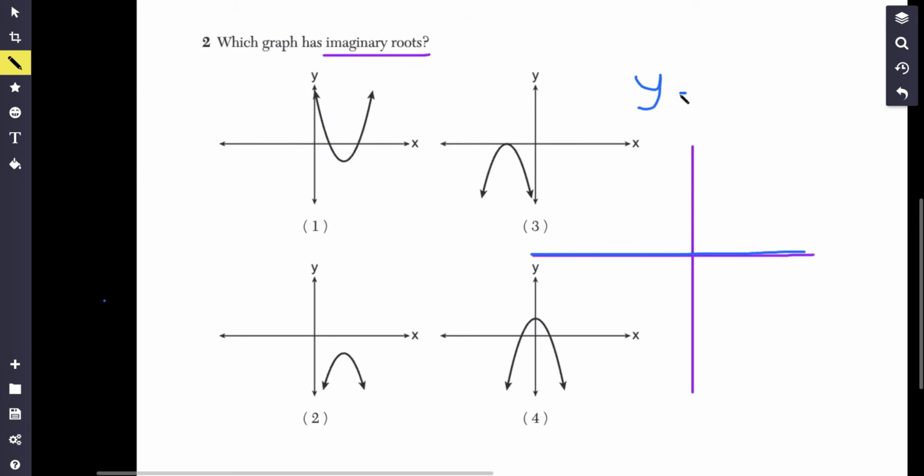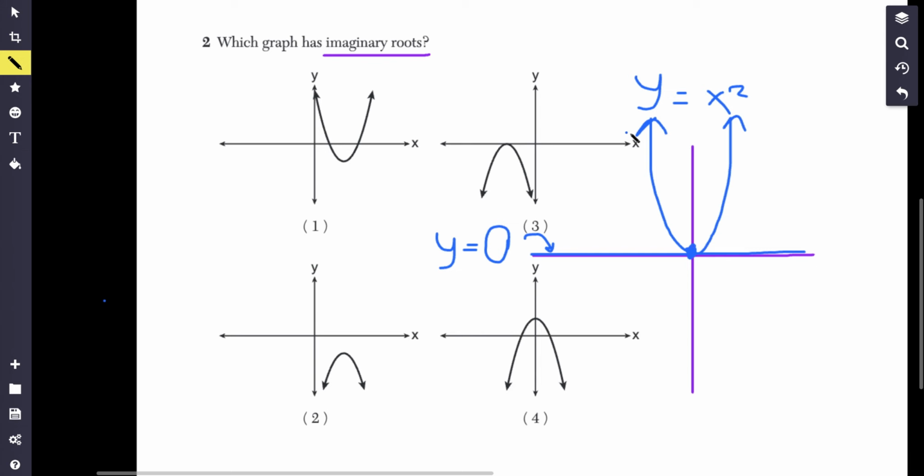So hopefully by now, you know what the function y is equal to x squared looks like. It looks something like this. Notice how this graph right over here touches the line y is equal to 0. Notice how this quadratic's graph touches the y is equal to 0 line, okay?